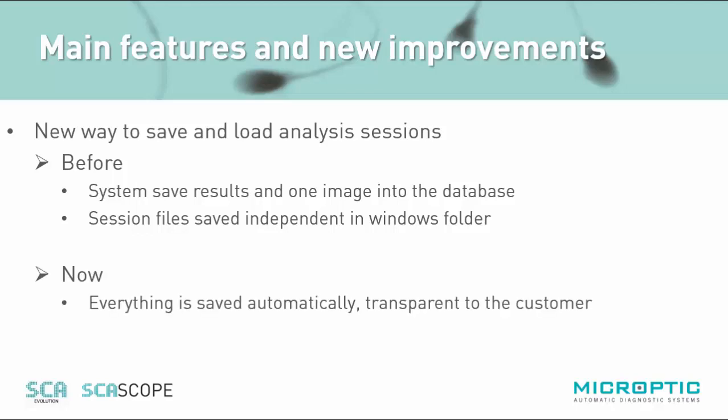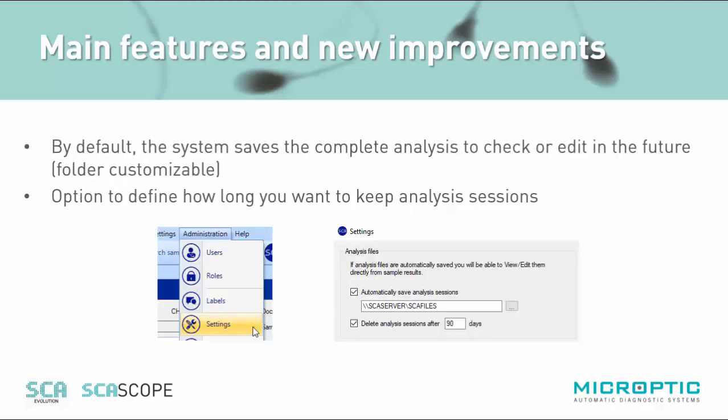Now, everything is saved automatically, so it's transparent to the customer. So it's easy to open these sessions from any of the SCA systems. By default, the system saves the complete analysis. Here in the settings we have where all the sessions will be saved. And in these sessions, you can check here and say when you want to delete, for example, after 90 days, or you don't want to delete. These sessions are big files, so you can make a backup or you just delete after 7 days or whatever you want.